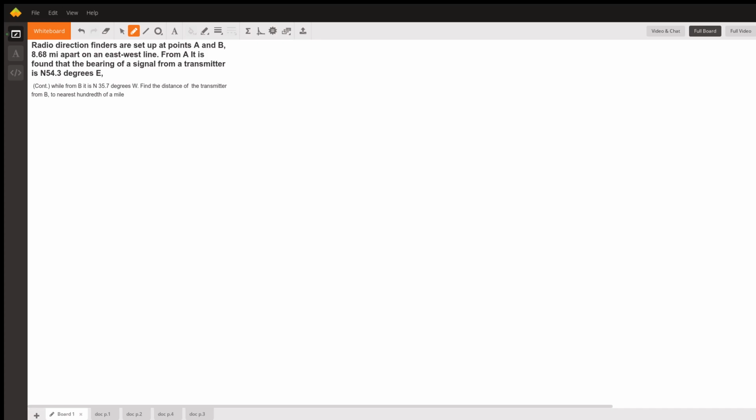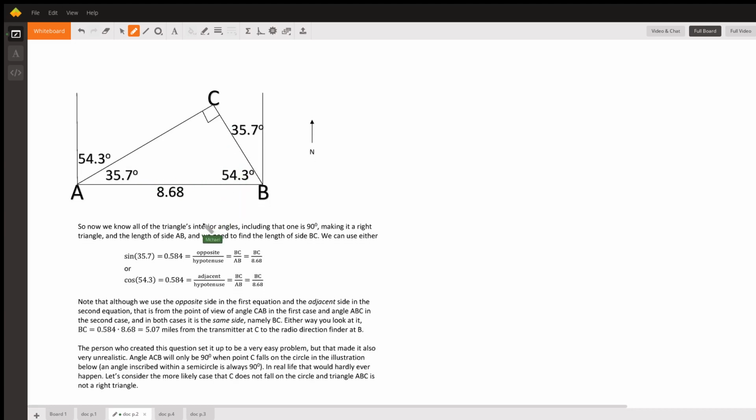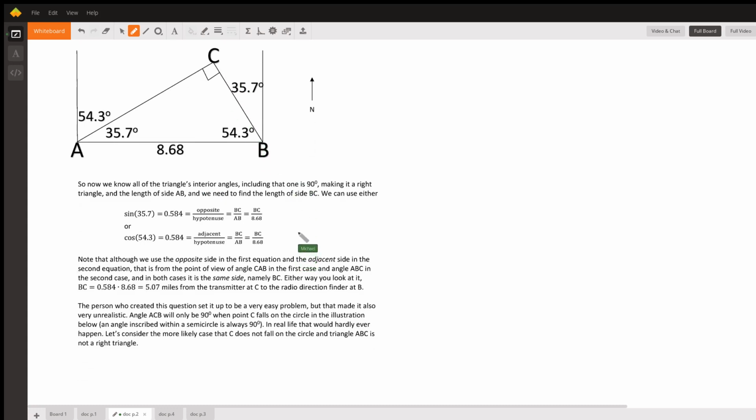So, continuing onward, this is what we now know. We know this distance, this angle, and that angle. So now how are we going to figure out this distance? It's pretty simple. There's two ways to look at it. We can look at this angle, and the sine of that angle is opposite over hypotenuse. Or we can look at this angle, for which cosine is adjacent over hypotenuse. But either way, it's really the same two sides: this side over this side.